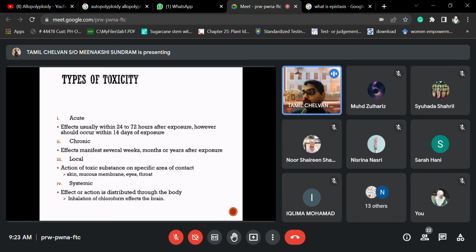Okay. Local toxicity means action of toxic substance on a specific area of contact. On the skin, on the mucous membranes, on the eyes, on the throat. That's the local, it's one part of the body. Systemic effect or action is distributed throughout the body, like inhalation of chloroform or mercury chloride. These are all very very poisonous. So when you inhale, it will be systemic. If you inhale through the brain, it can affect the whole body.